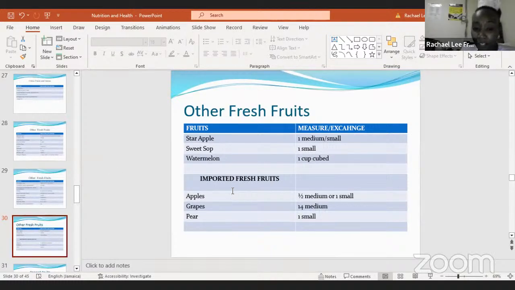And here it mentions imported fresh fruit. So you have your apple, your grapes, and your pears. And again, it's telling you the amounts: grapes, 14 medium; apples, 1/2 medium or 1 small; and your pear. And remember we mentioned that the foreign apple does have some amount of starch, and you can actually taste that when you're eating it. So you have to look at the amount that you consume.